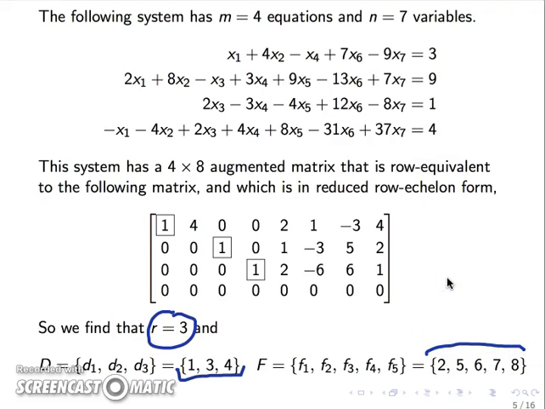So these steps seem rather simple. They are simple, and they rely heavily on the calculation of RREF, reduced row echelon form.